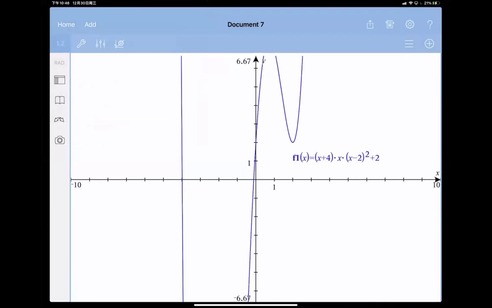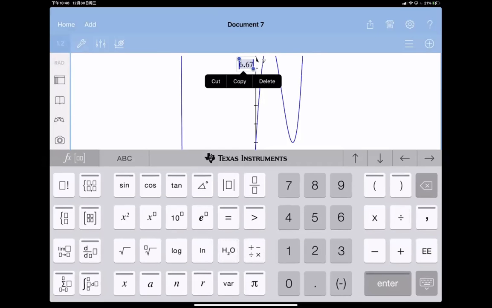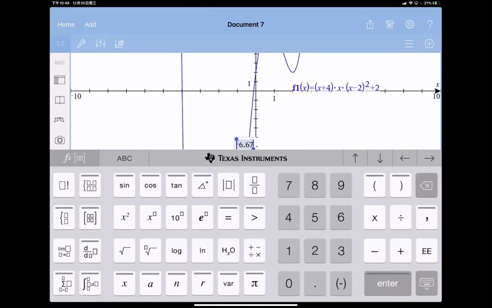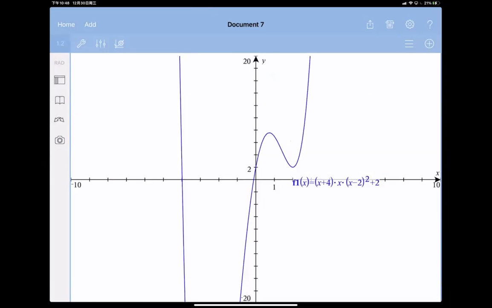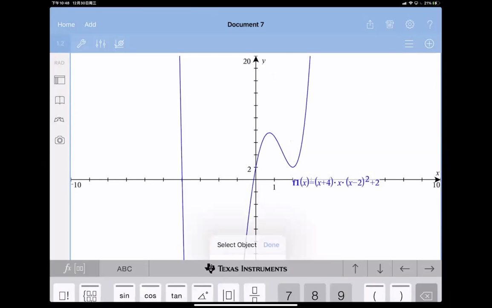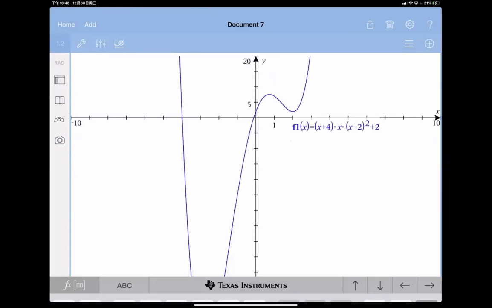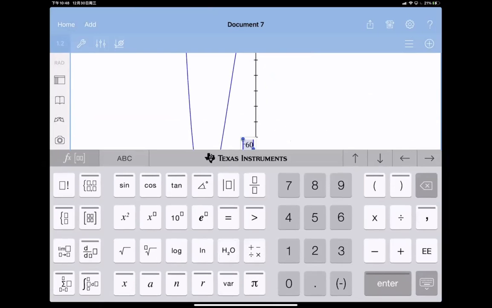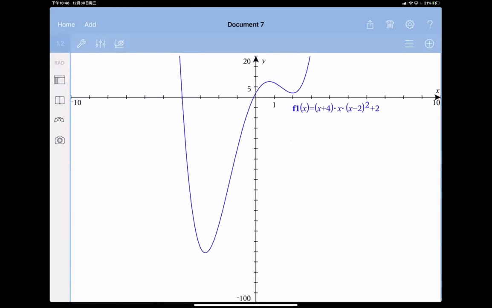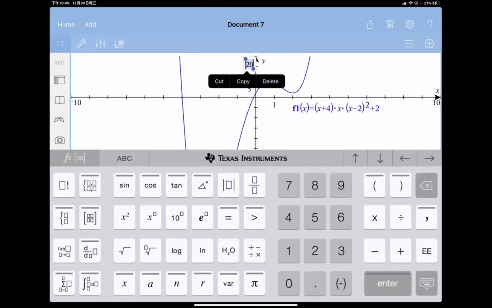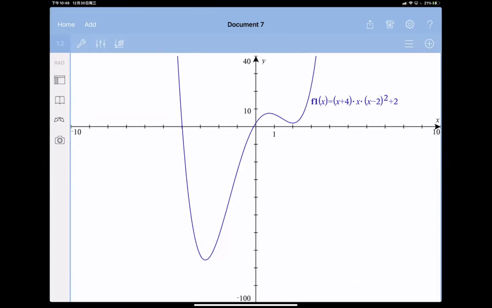Okay, so not exactly the same thing, but we can adjust the window settings. Let's say this one is 20. The bottom number should be minus 20. Not enough. Let's see if 40 works. Minus 40. Still not. Minus 60. Well, let's try 100. Much better. And this one should be, let's say, 40. All right. Looks like the same thing or similar shape.